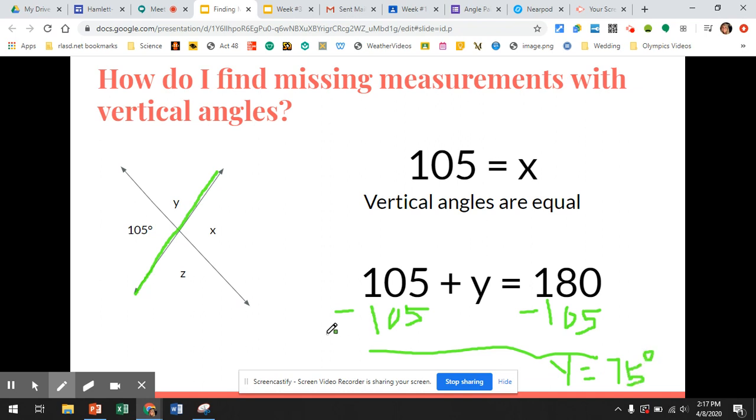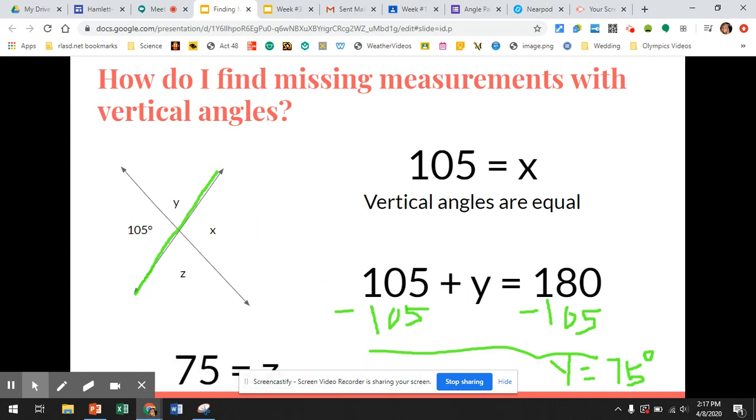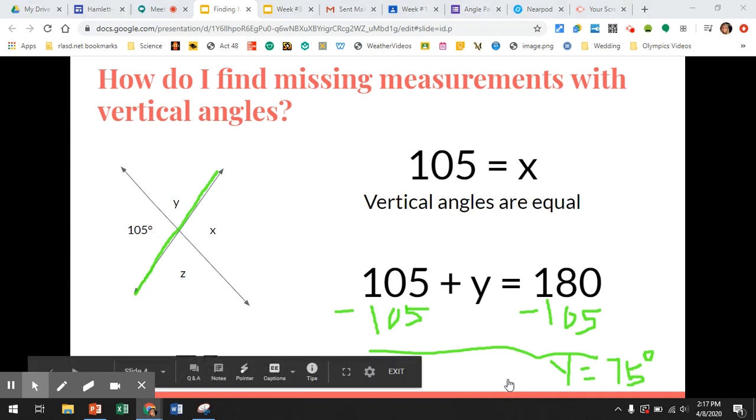So yes, now let's take a look at another curveball. So if y is 75 degrees, what would that make z then? Now, once again, y and z are what we know as vertical angles. So if y is 75 degrees, that means that z then also has to be 75 degrees.